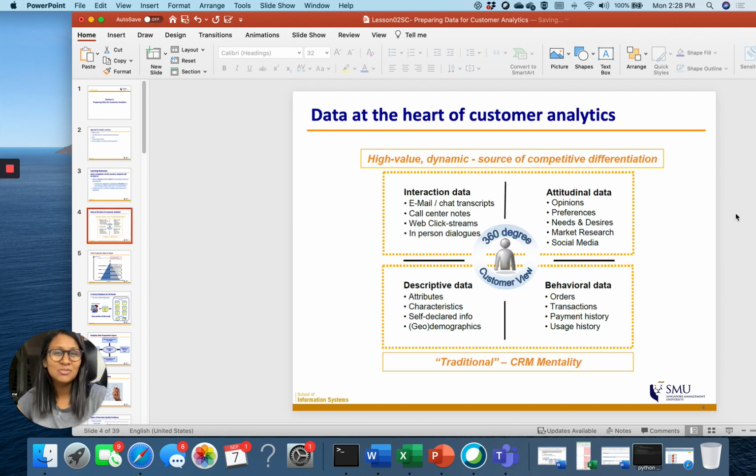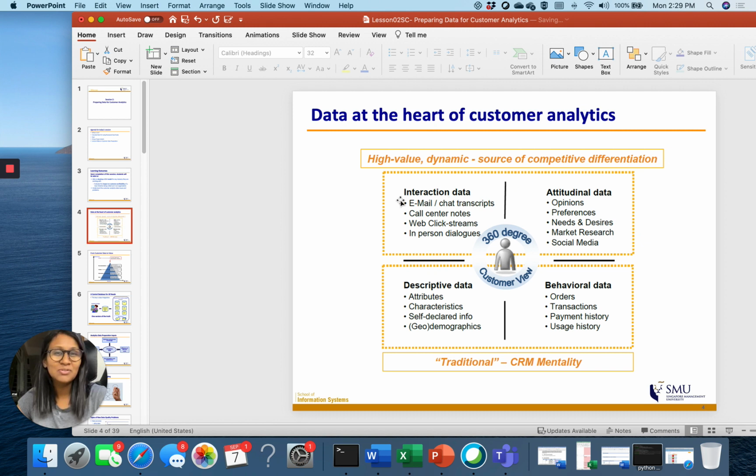In this slide, I want to talk about different types of data that are available for analysis. We discussed that in order to be truly customer centric, an organization needs to have information about different aspects of a customer. This is what we call a 360-degree customer view. There are multiple ways in which this data can be collected, and I'm going to talk about the main dimensions of these sources.